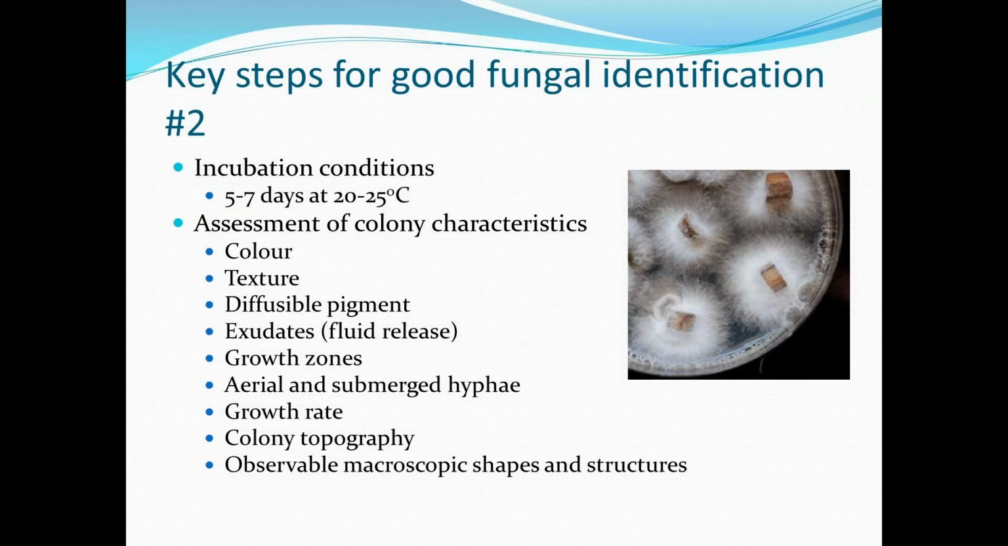The third step was to draw up a list of key criteria that should be recorded and observed, so that a laboratory technician can compare their macroscopic observations against observed criteria. So this included things like colour, texture, the presence of a diffusible pigment, whether there's any fluid release, growth zones, the growth of hyphae, whether that was aerial or submerged, rate of growth, the colony topography, and other factors relating to shapes and structures.